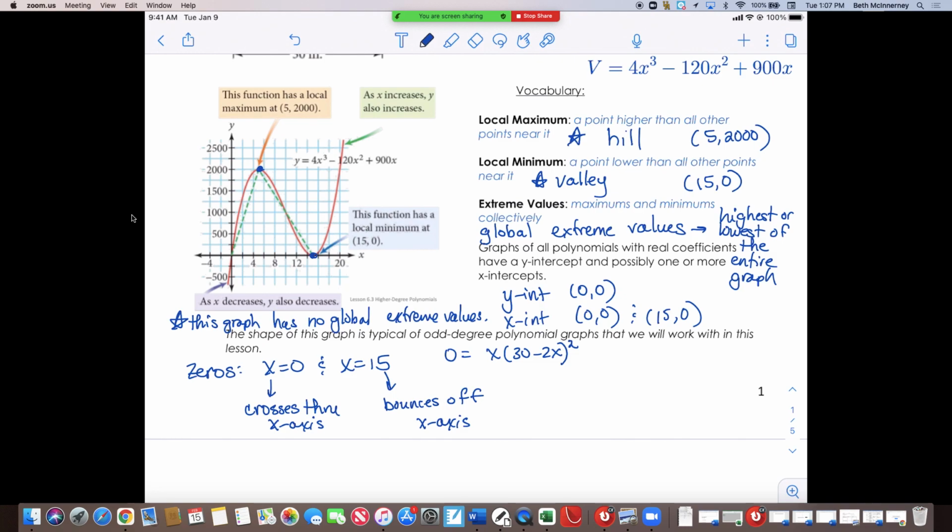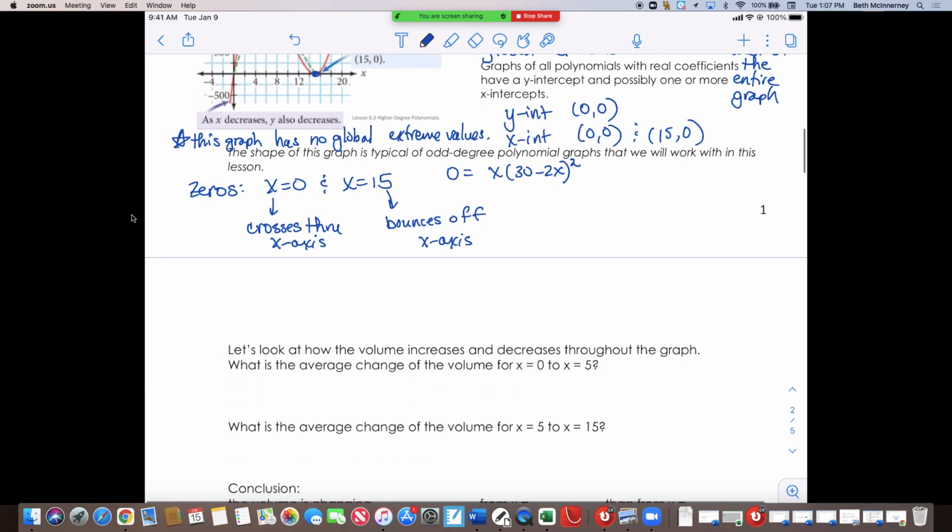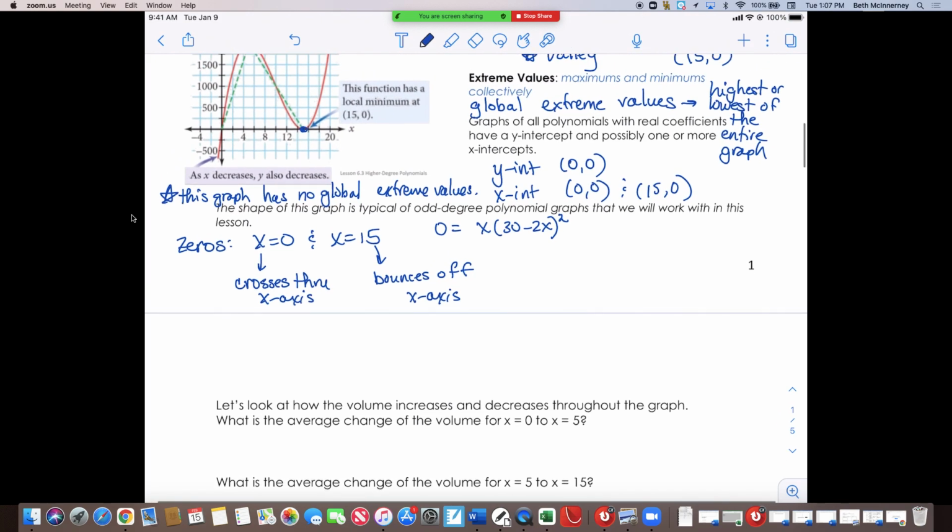All right, let's carry on. So let's look at how volume increases and decreases throughout the graph. We're looking above, and it says, what is the average change in the volume for x equals 0 to x equals 5? Well, average rate of change is slope. So you're going to use an Algebra 1 concept of y2 minus y1 over x2 minus x1.